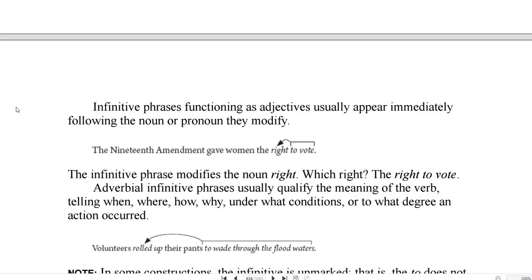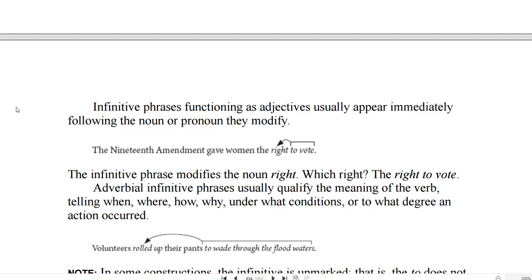Infinitive phrases functioning as adjectives usually appear immediately following the noun or pronoun they modify. The 19th Amendment gave women the right to vote. The infinitive phrase modifies the noun right. Which right? The right to vote.